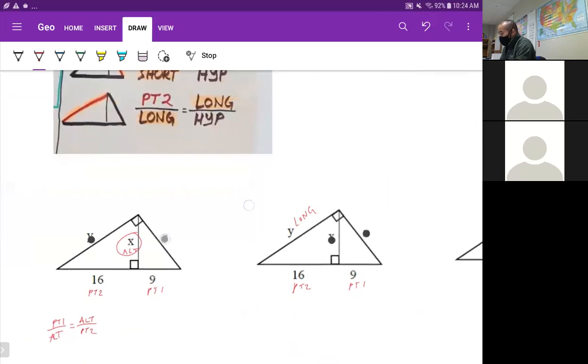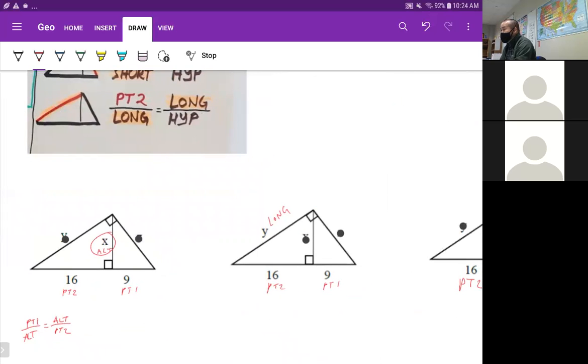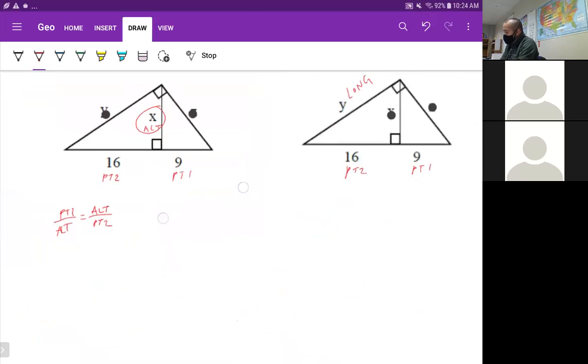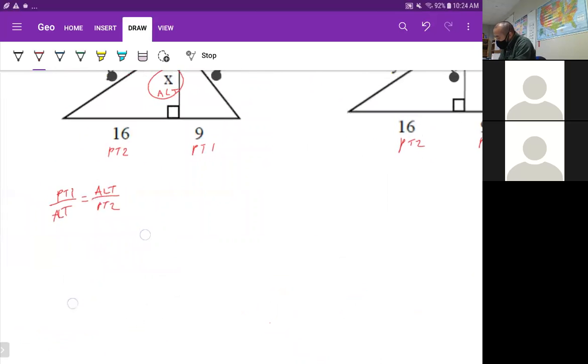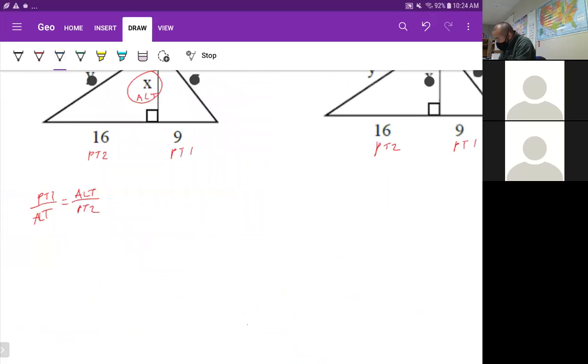Hey, you notice we haven't done any work, right? We're just identifying pieces in the triangle. So now let's substitute stuff in. Part 1. Okay, so part 1 is 9. Altitude is x. Altitude is x. Part 2 is 16.